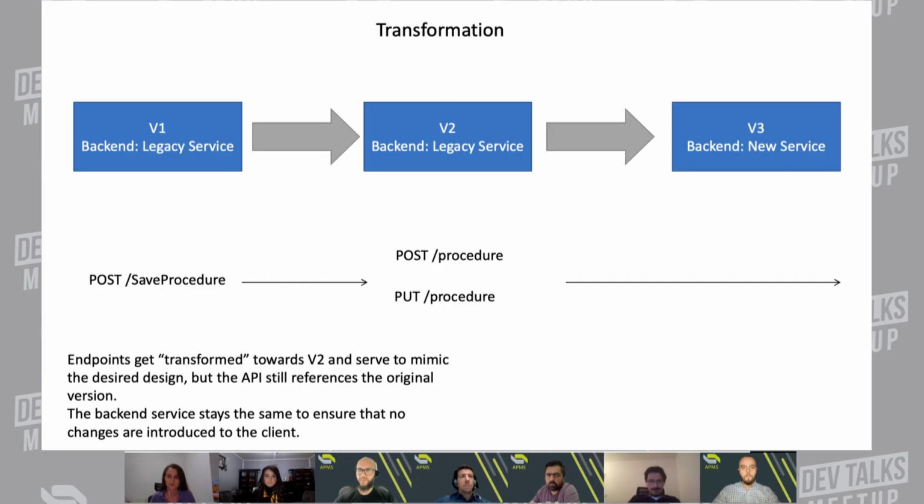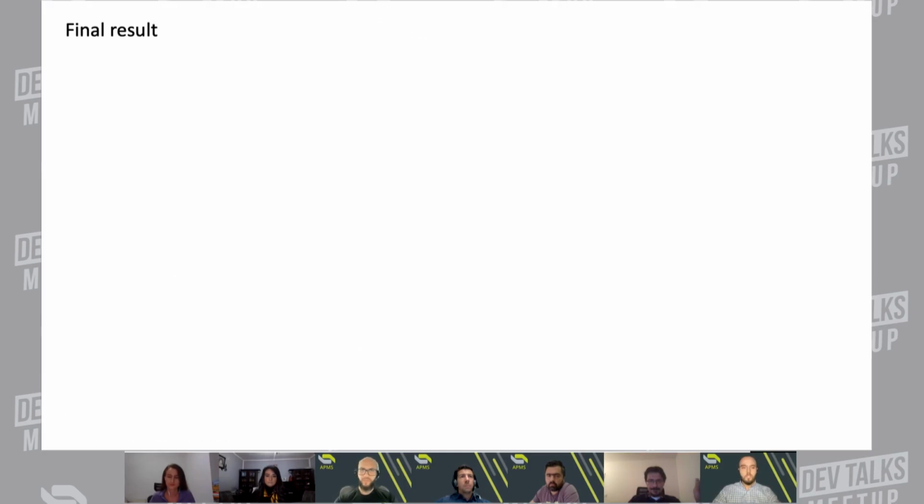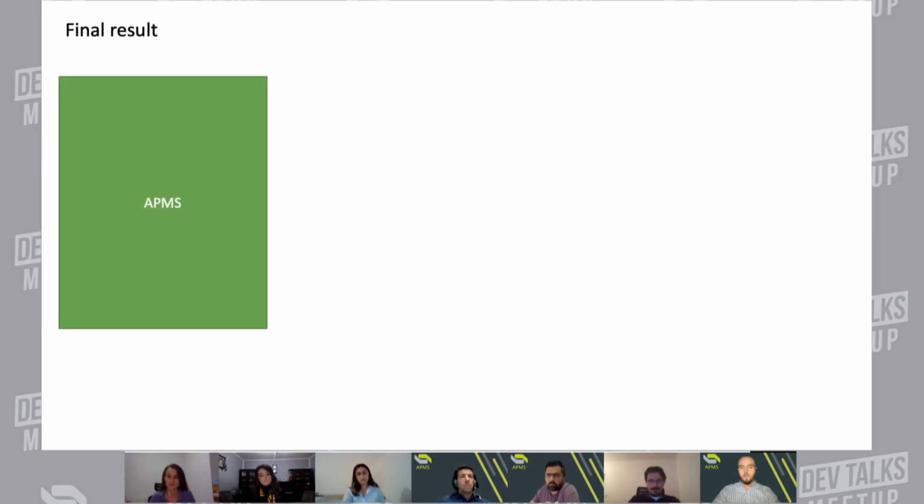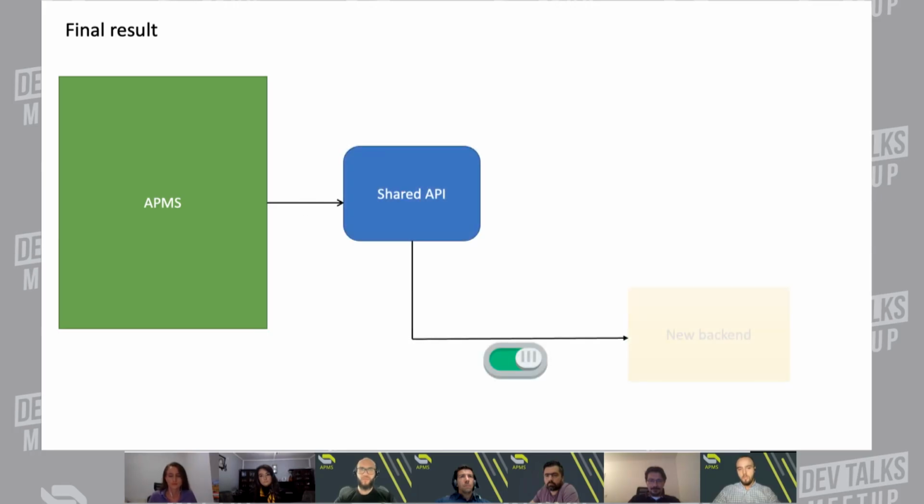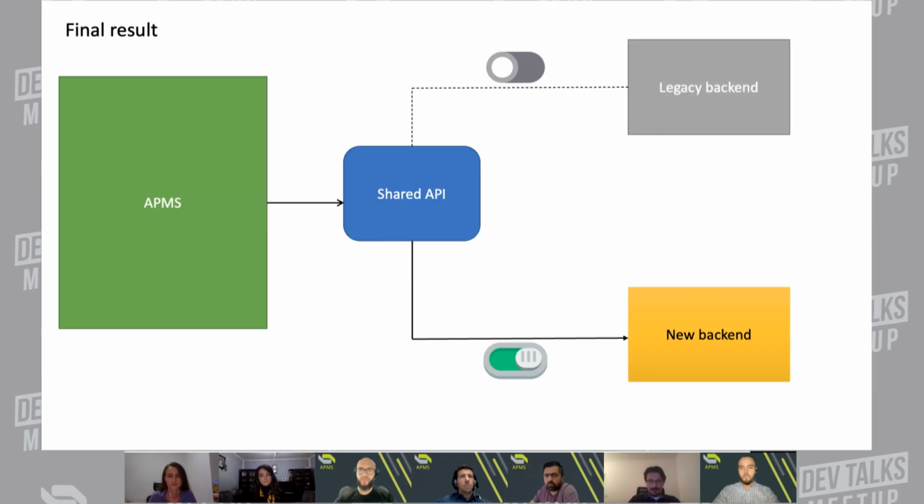And a quick view over the third version. As we see, we don't have any transformations here. We just have the backend service, which is changed. And now, once we did all of this, we are getting close to our final result, which is when our client, which is APMS, communicates through a shared gateway or shared API with either the new microservice, new backend, or still communicates with the legacy backend.